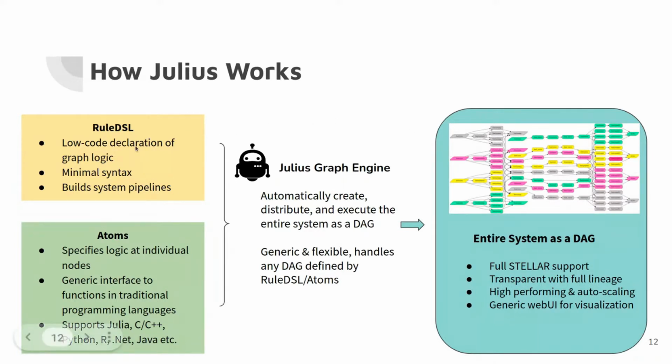Once we have these two constructs defined, Julius graph engine will take them and automatically generate the entire system according to the logic graph programmed in root DSL and also the atom functions or atom objects defined, interfacing with the traditional function style of programming. This actually makes the entire system building much easier, because the entire pipeline is created for you. You don't have to write a lot of imperative code to create the system.